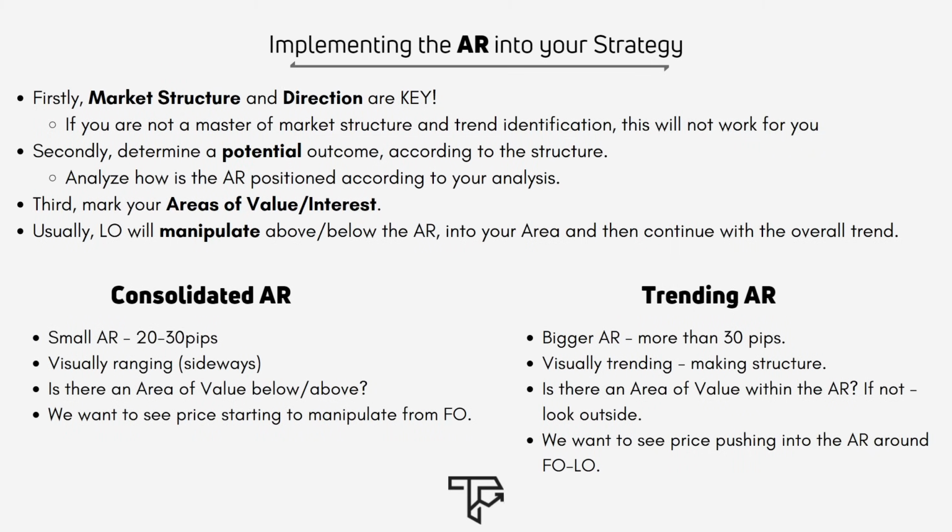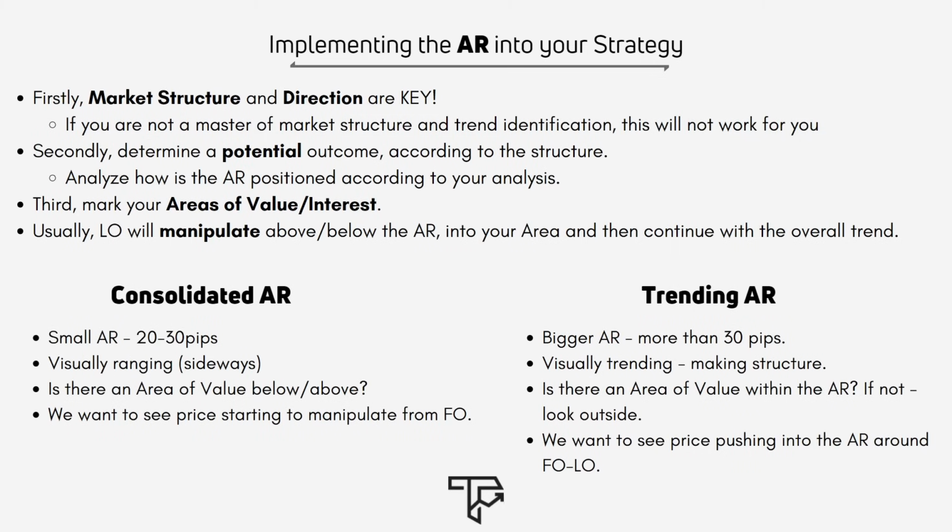So there are 2 types of Asian ranges that I have identified. The first one is a consolidated Asian range. This is a small Asian range, usually between 20 and 30 pips. This is mainly on EU, right? GU could be a little bit bigger. Aussie dollar could also be the same, around 20 to 30 pips. And it's very important to identify that it's visually ranging. It's sideways. It does not make higher highs and lower lows. This is a consolidated AR, so it creates a range, which is a higher probability Asian range than the trending one, which we're going to look at in a bit.